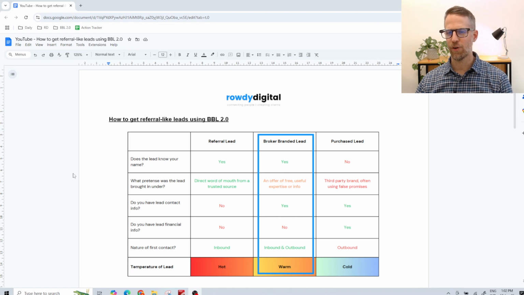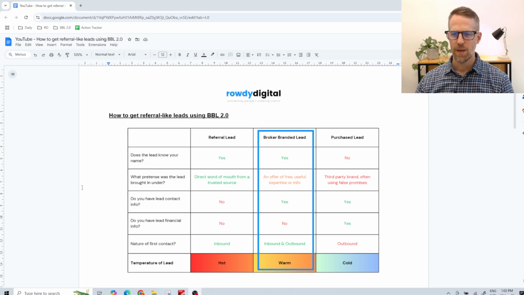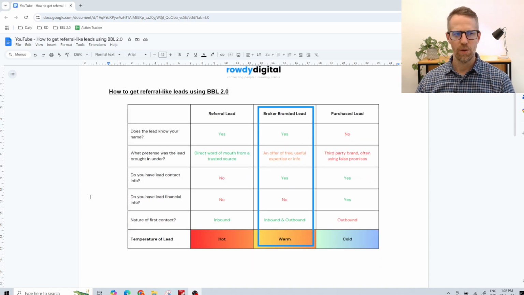How to get referral-like leads using Broker Branded Leads 2.0. So in this table below, which you may or may not have seen before, I've got 3 different types of leads across the top. The first is a referral lead. Then we have a broker-branded lead, which is generated using the system that we have designed and what we teach brokers. And then on the far right, there's a purchase lead.